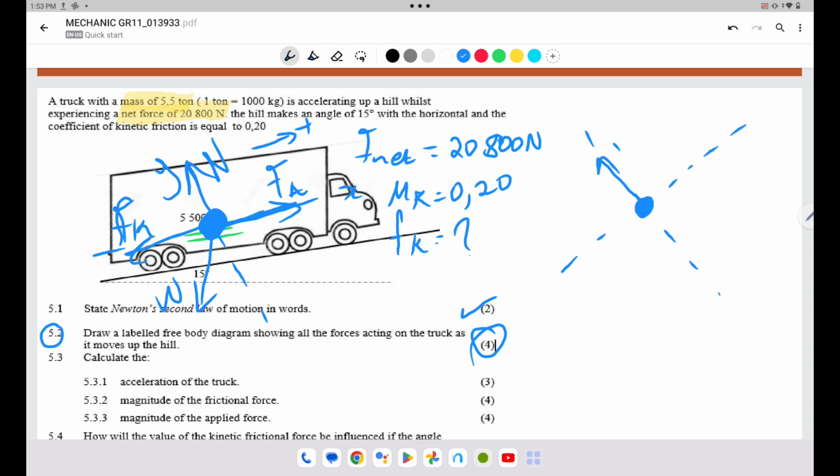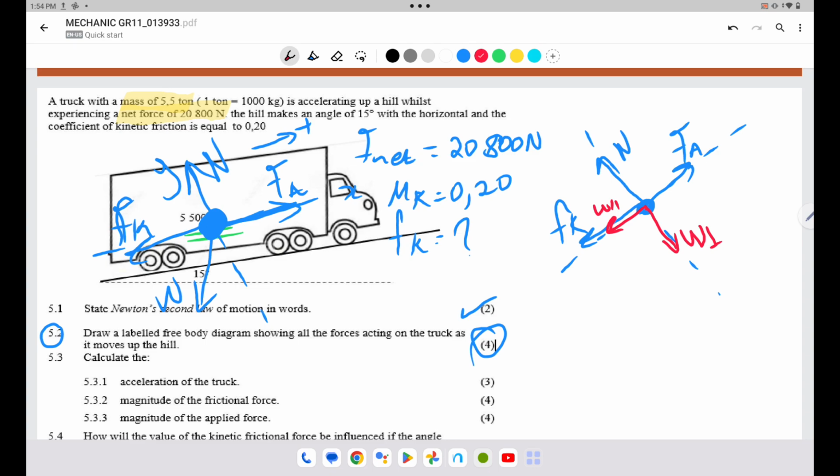So you have the normal. You have force applied. You have kinetic friction, FK. I'm going to draw the components in colors. Perpendicular, parallel component always pointing down the slope. And then you have the perpendicular component always opposite to the normal.